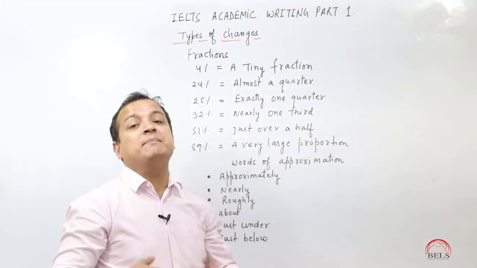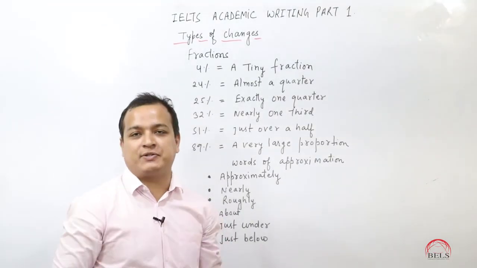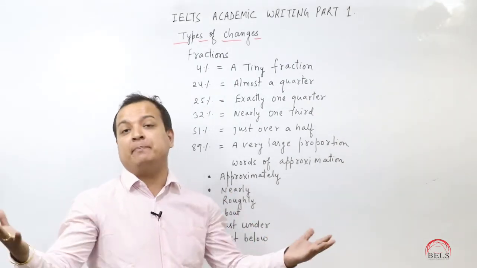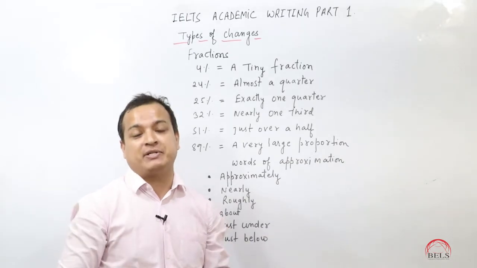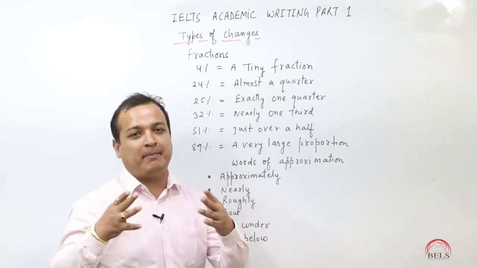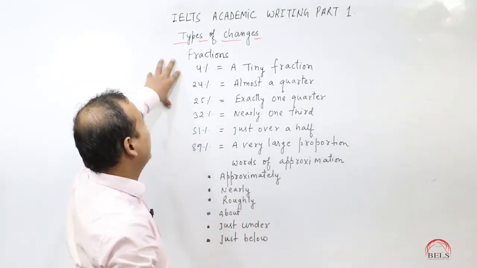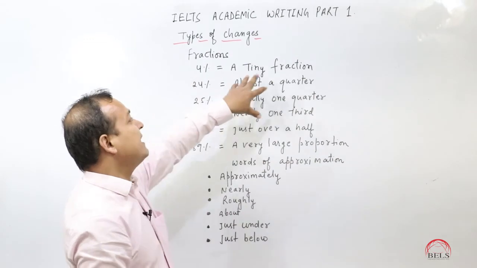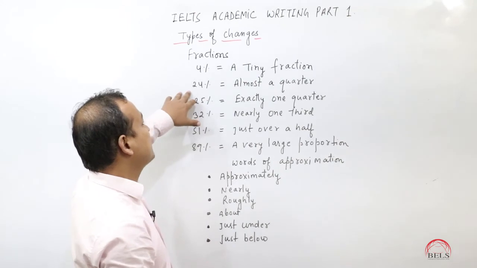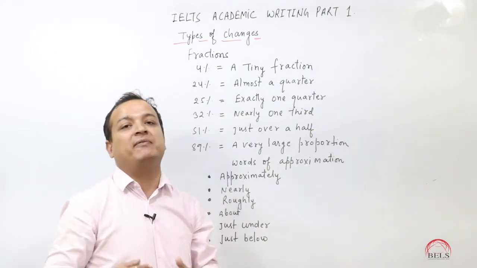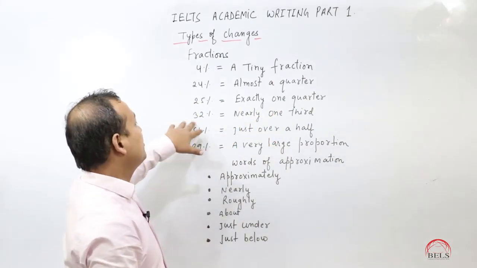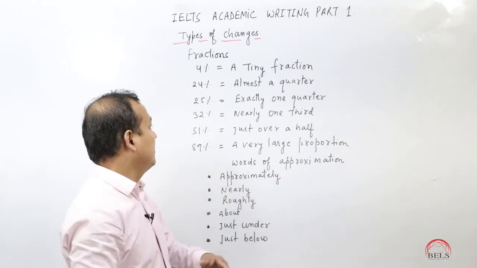Now sometimes you will get different kinds of fractions which you have to take care of. There can be proportions of 4%, 10%, 20%, 30%, 50%. Which vocabularies should you use while indicating these proportions? I have mentioned them in this video. So here you can see a fraction of 4%, you can say a tiny fraction can be seen there. A very good way of saying 24% is almost a quarter, because 25% is a quarter. 25% you can say exactly 1/4. 32% will be nearly 1/3.